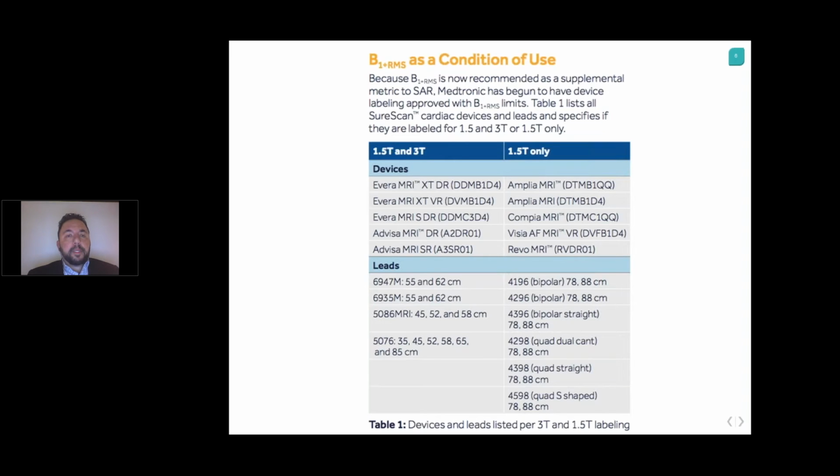So labeling, and this is taken directly from, as an MR tech, we would research a particular implant, and in this particular case we are researching an Advisa MRI pacemaker and researching what Medtronic has to say as far as conditions for use.